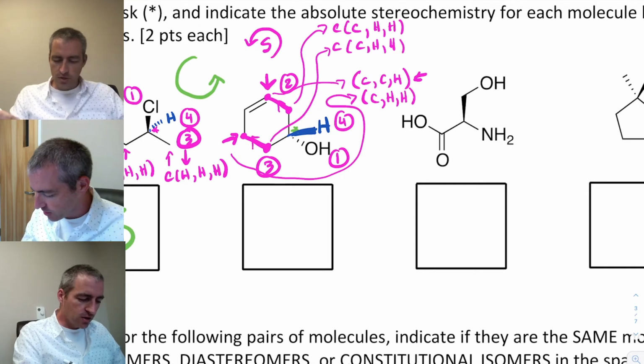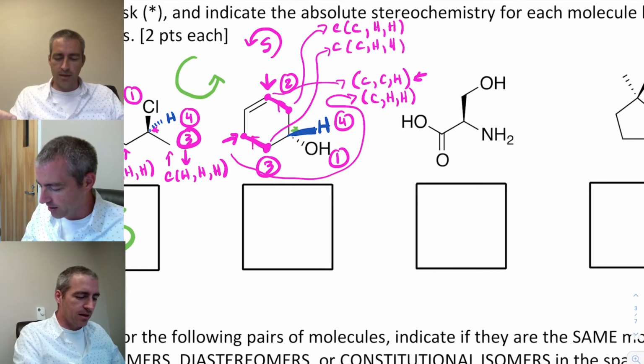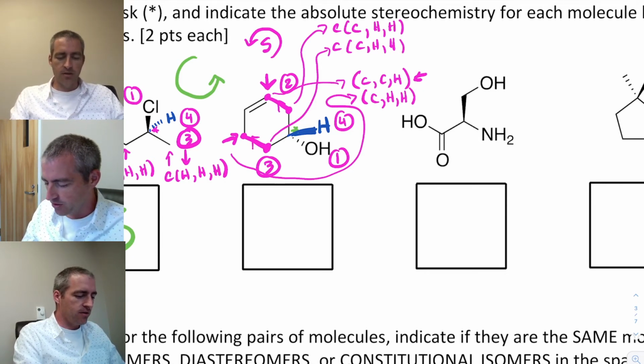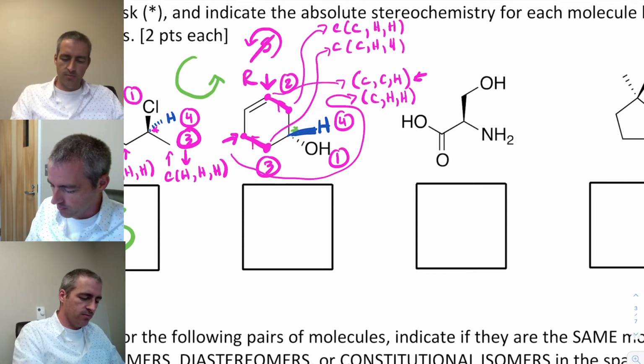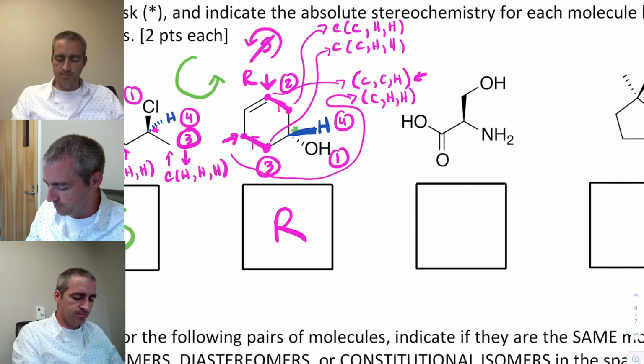However, the hydrogen, the lowest priority group, is not pointing to the back. We could either redraw it, flip the molecule, or we can realize that if the hydrogen isn't pointing back, we just swap whatever we thought we had before. So that means this one's R.